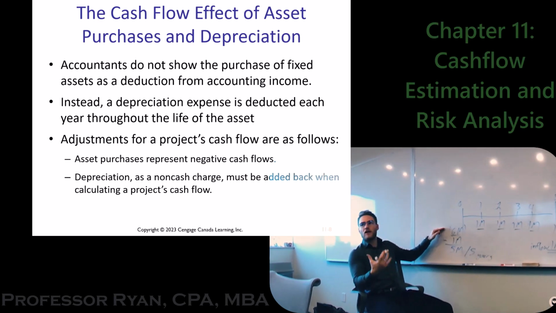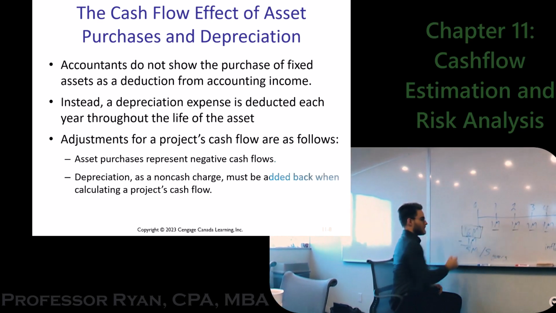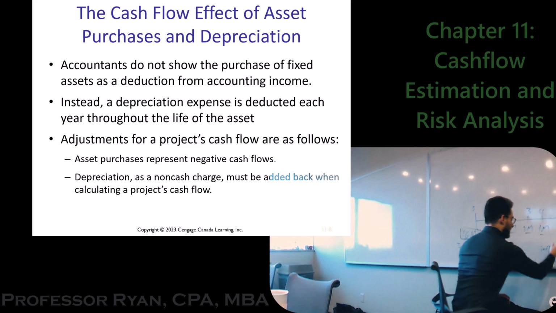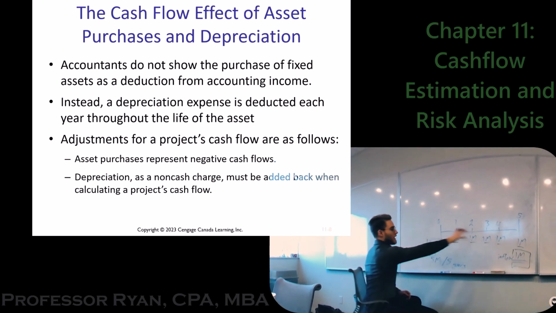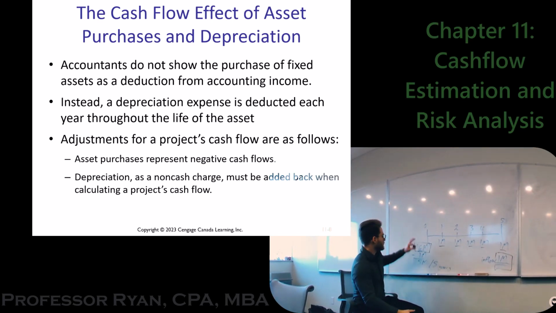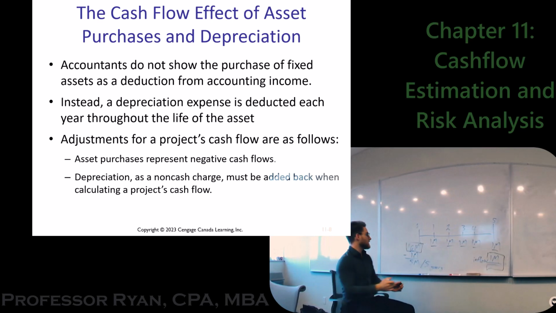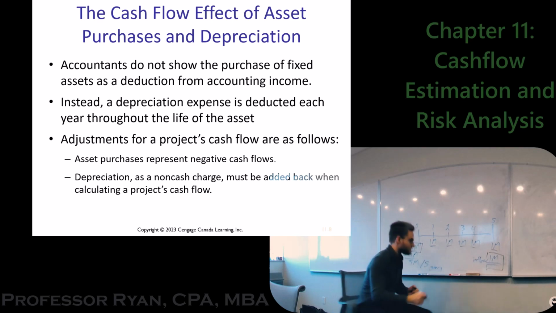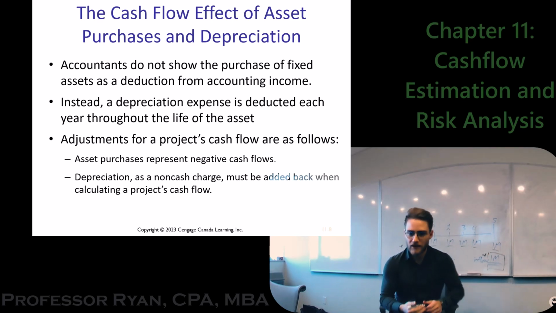So the only real outflows that actually occur here is when we initially buy the asset for $6 million, and then when we sell it at the end for $1 million. All of this is not cash flow related. We only do it for accounting net income purposes. So in the case of this asset, if we're looking at this project, we would only factor in this initial $6 million investment, and then this inflow that we get at the end for $1 million.